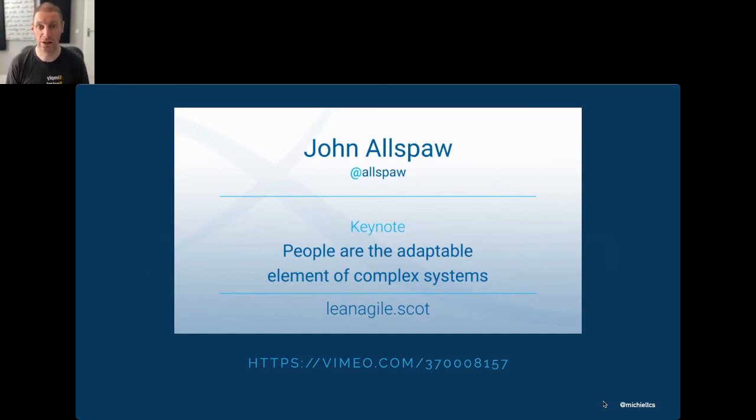We are the last line of defense. We are on the front lines, if you will, when an incident occurs. We are the ones that need to deal with that. We are the ones that need to fix it. We are the ones that need to adapt to different situations, to new situations. So when we're building complex systems, we are the adaptable element. And we need to ensure that we are able to overcome these new situations and adapt to whatever is thrown at us.